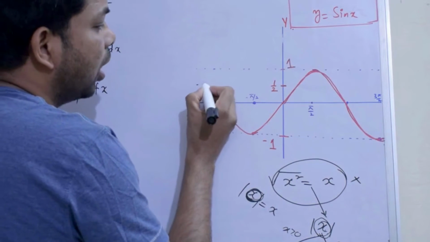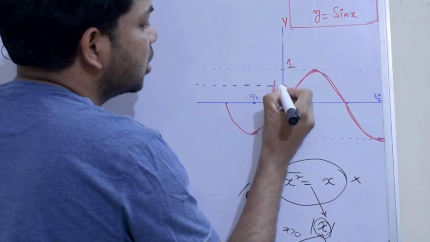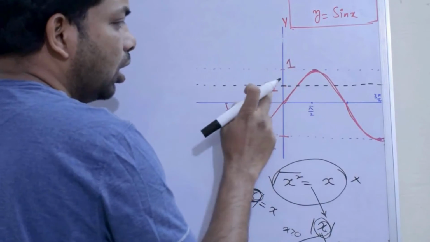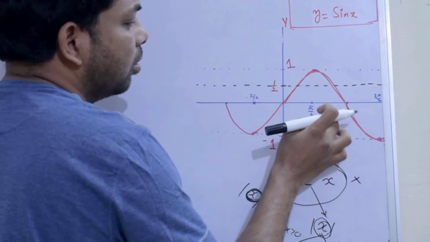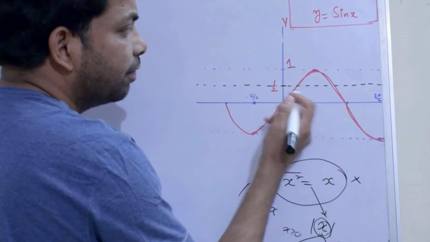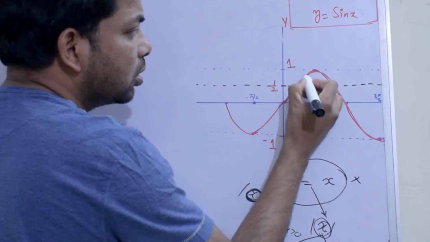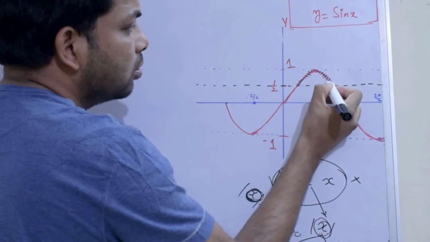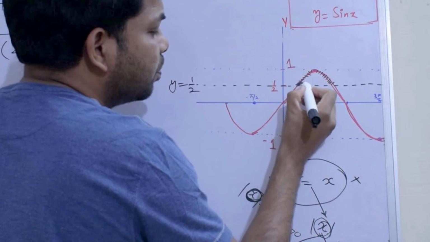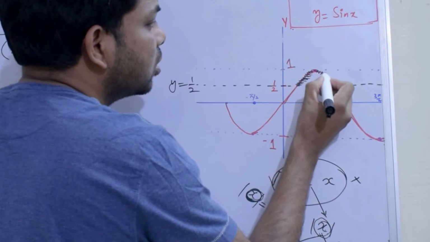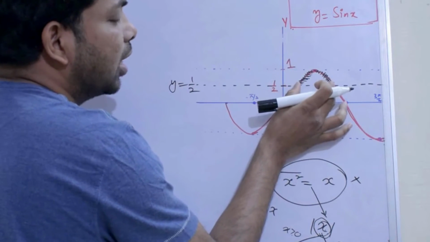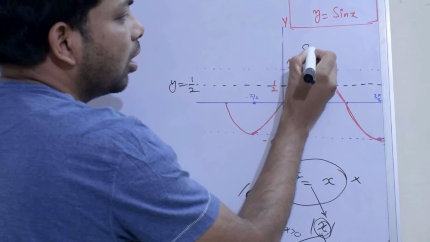Here I will draw a line parallel to the x axis at the value 1 by 2. So this is the horizontal line, y is equal to half. Now you see, the sine graph is above the line y equals 1 by 2. This portion of the graph is above the line y equals half, which means in this region the sine value is more than half.